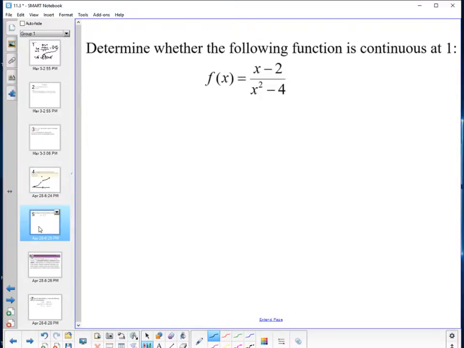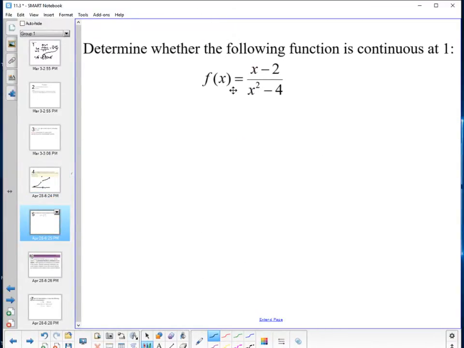So here's our first example. We have this function, and the question is, is it continuous at 1? Well, do I have any issues with the numerator that I have to worry about here? No. What about in the denominator? That's where any issues would be, right? What I can do is factor this. I know that that's going to be x plus 2, x minus 2.